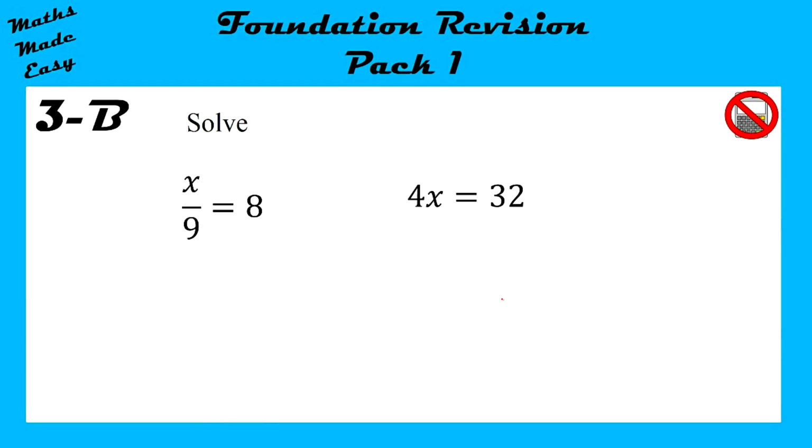Question 3b. To solve this one, the opposite of divide by 9 is to times by 9, so x equals 72. And over on this side, the opposite of multiplying by 4 is divide by 4, giving me x equals 8.